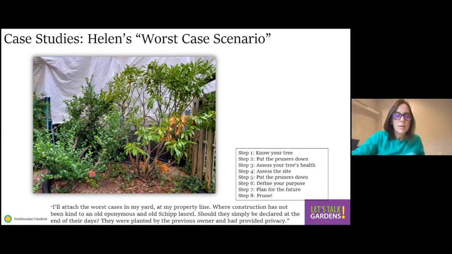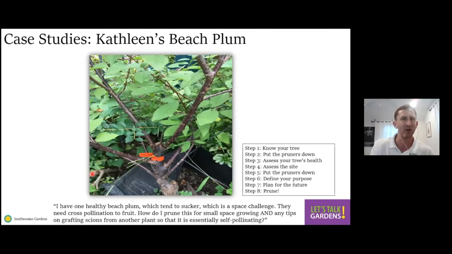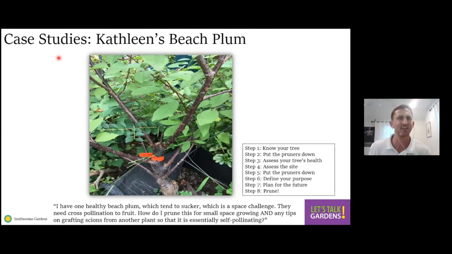So I will move forward to, it looks like we've got about 5 minutes left in the hour. So I'll move forward to at least this last one, and then we'll check in with Patricia and see what our next steps are after that. So next case study here is Kathleen's beach plum. Kathleen, are you on and able to share anything?